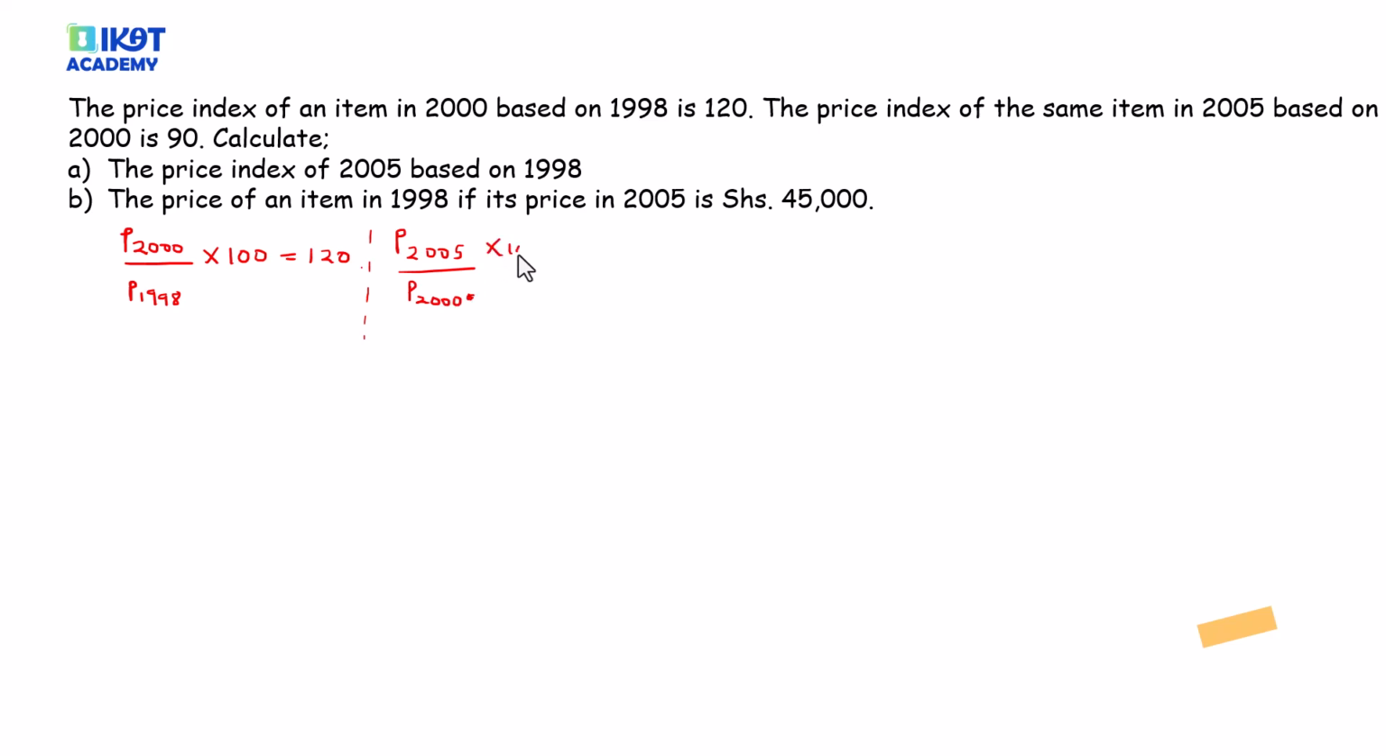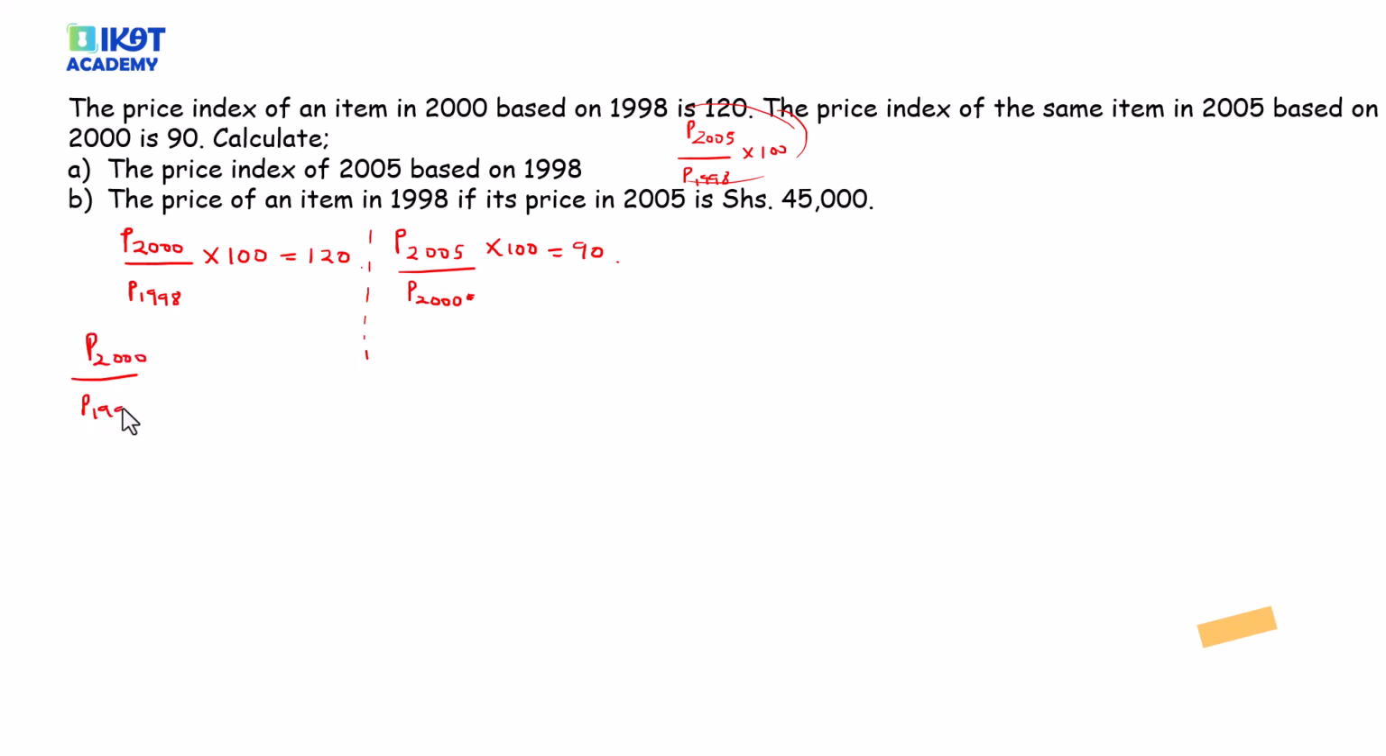Sorry, this is 90. The question wants us to calculate the price index of 2005 based on 1998. So this is what the question wants us to find. I think if you've gone through the first part of price indices, you should be able to see how we're going to do this.